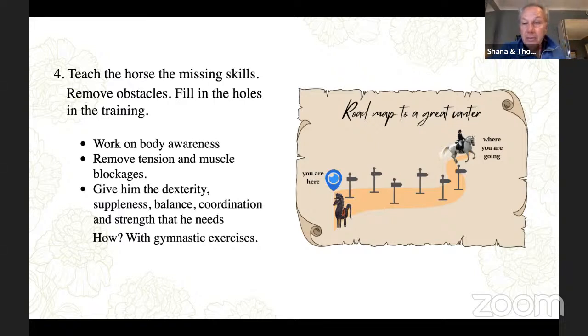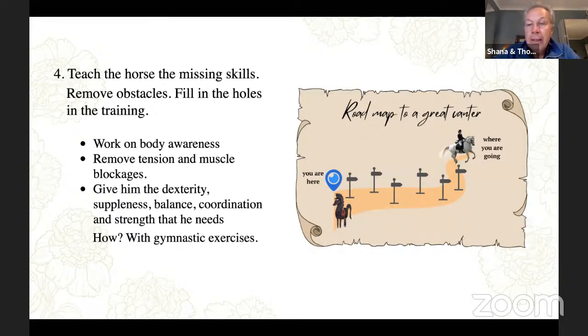You remove tension and muscle blockages, because even after the horse is aligned and balanced and is starting to relax, there may still be tense, tight muscles somewhere in the body, because maybe the conformation isn't ideal, or maybe the past training history wasn't so great, and the horse carries habitual tension with him because of the old training and so on. So then you still have to go looking for the tight muscles and release that tightness through exercises, right? And then teach him the dexterity, the suppleness, balance, coordination, and so on that he needs.